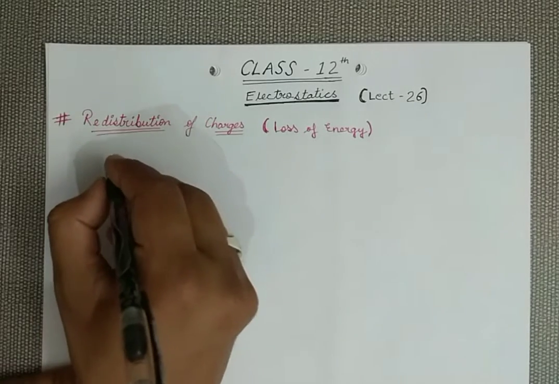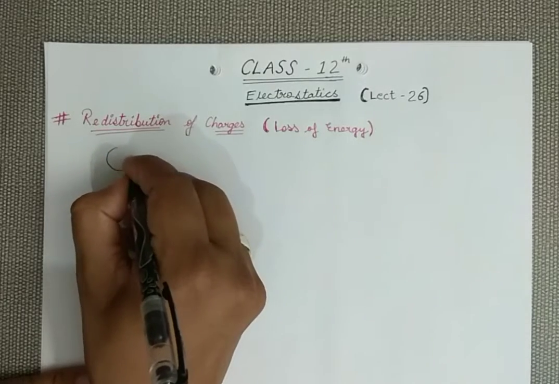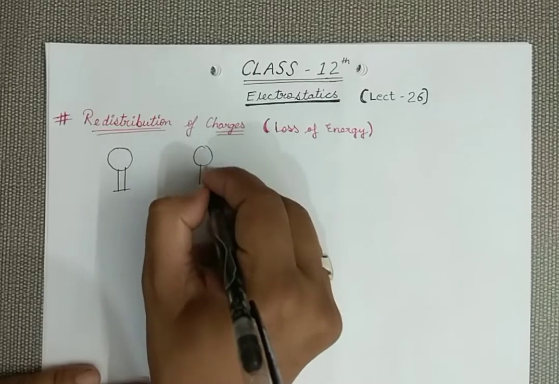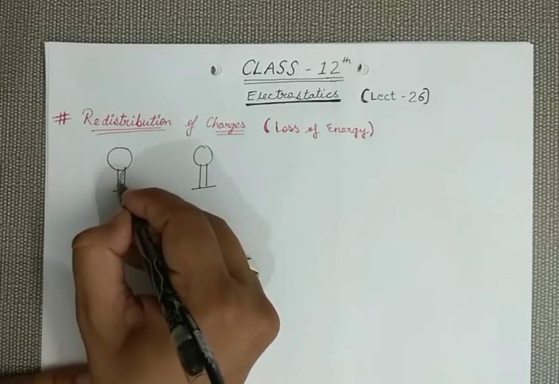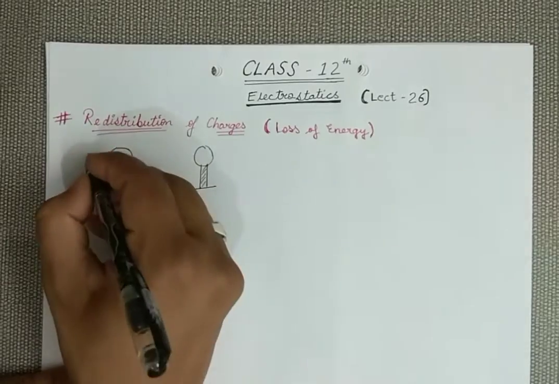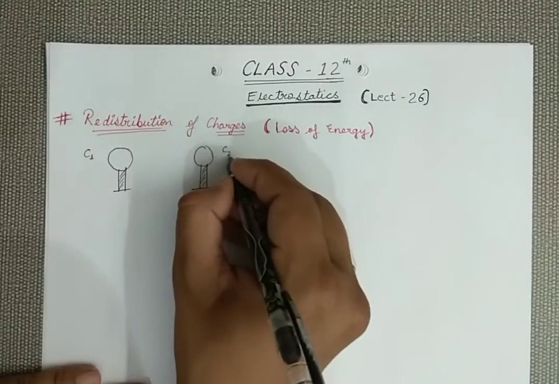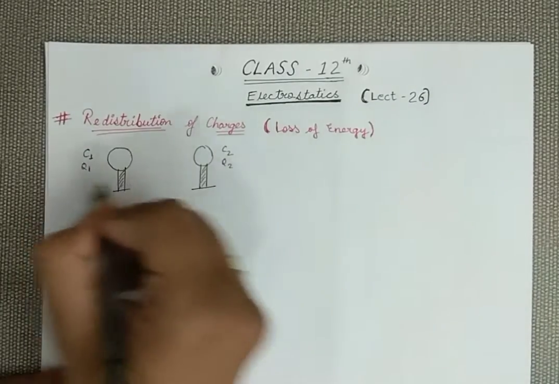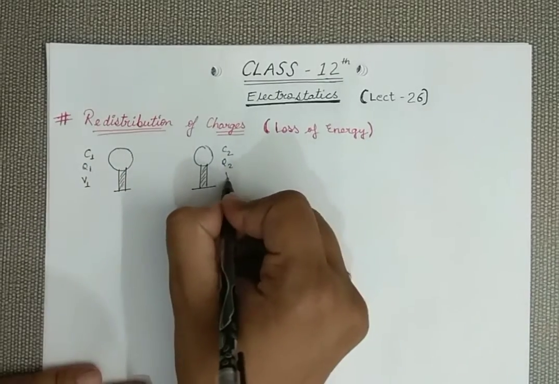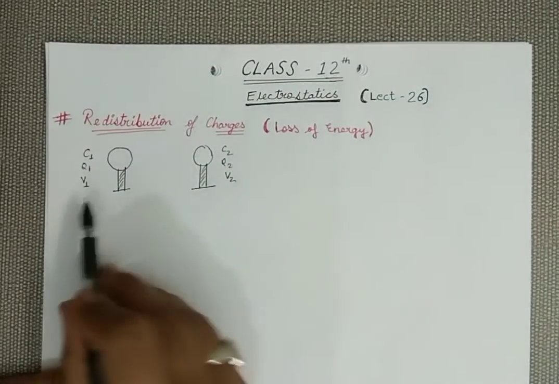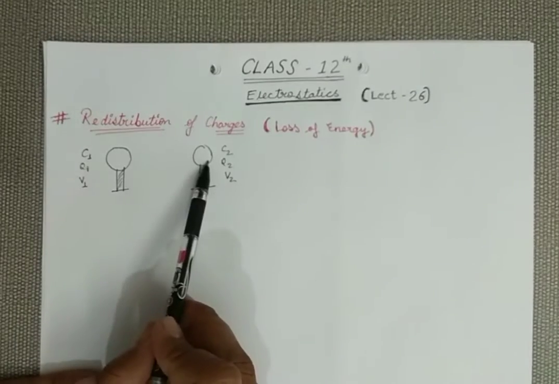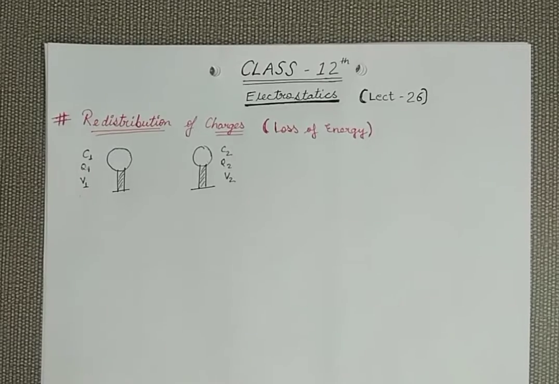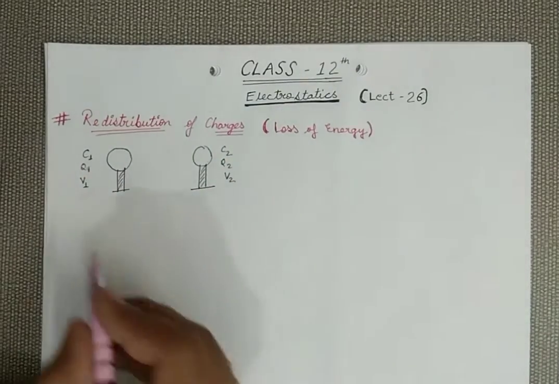First of all, let me consider two conductors or two capacitors. Suppose these are the two capacitors, and the value of their capacitance is C1 and this one is C2. The charge given on this is Q1 and the charge on the second one is Q2. The potential of this one is V1 and the potential of the other is V2. They are two separate bodies: C1 and C2 capacitance, Q1, Q2 charge, V1, V2 potential. See, I haven't connected these two bodies yet.